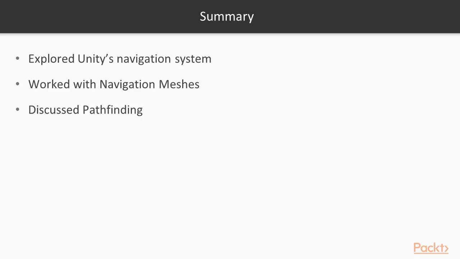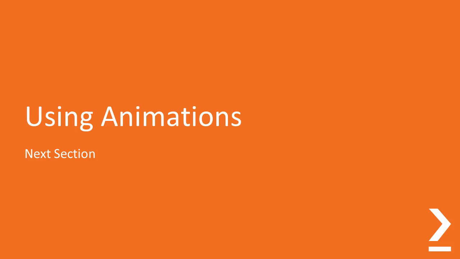In this section, we explored navigation in Unity. This included a look at how characters are used to navigate in a game world, the Unity navigation system that allows players to navigate around objects, navigation meshes, and pathfinding. Next up, using animations.